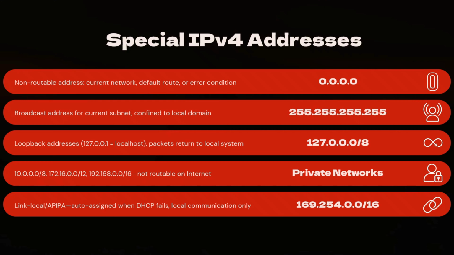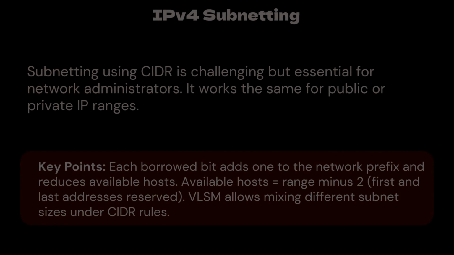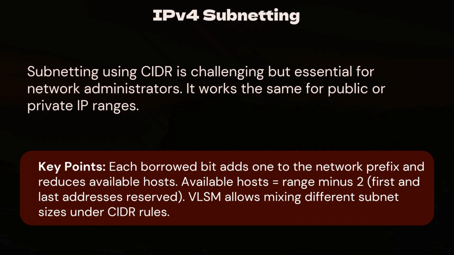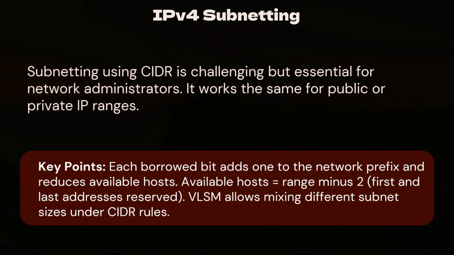And finally, there's the 169.254.0.0/16. Now this is reserved for the link-local address or APIPA, automatic private IP addressing. This comes into play when a host can't get an IP address from a DHCP server. In this case, the system randomly assigns itself an address from this range, allowing it to communicate locally, but not across the internet.